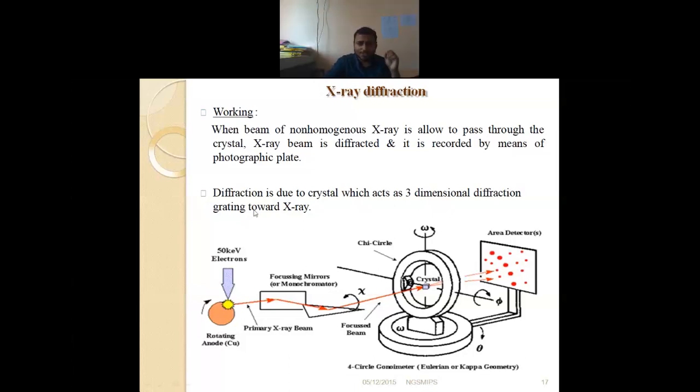So diffraction is due to the crystal, which acts as a three-dimensional diffraction grating towards the X-ray. We place the crystal here, then pass the non-homogeneous X-ray on it, and in the photographic plate we record the behavior of the particular crystal. This is very simple. Just see the diagram, and with the diagram you can understand the function of X-ray diffraction spectroscopy. Okay.